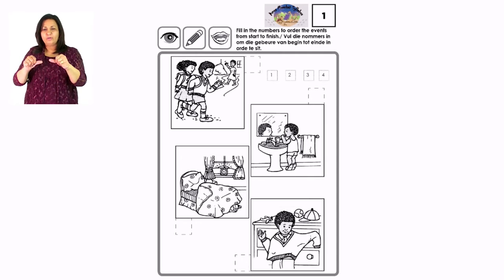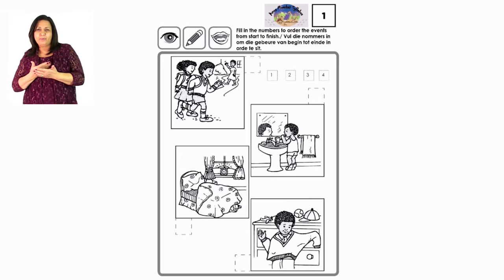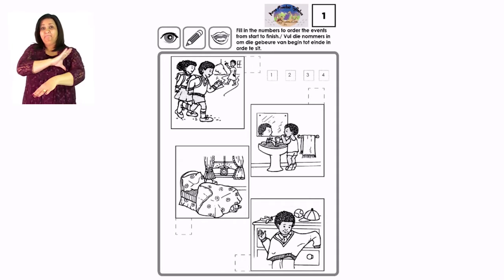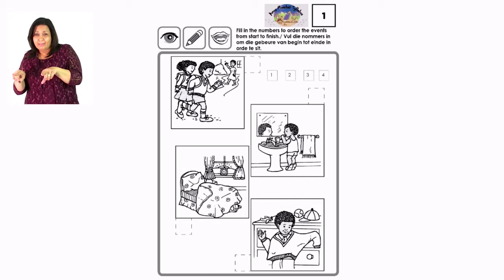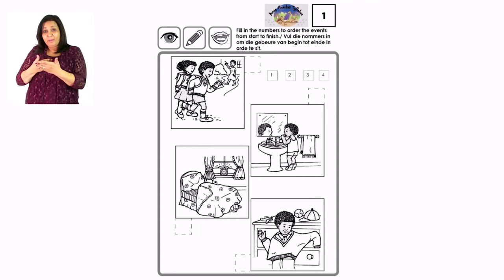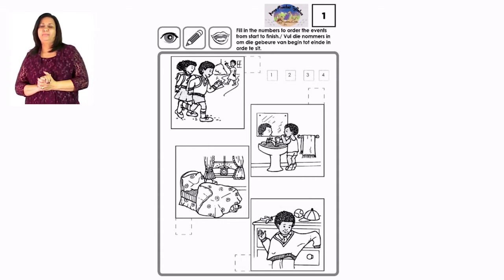Now we have to move to the next picture. What happens next after brushing our teeth and taking a nice bath? We need to get dressed. The little boy at the bottom of the page is getting dressed to get ready to go to school. So that's picture number 3. Let's write number 3 in the little box next to the picture.